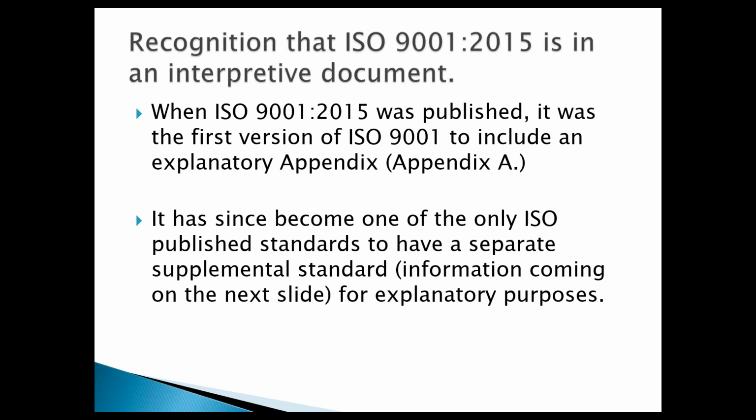So for our presentation today, it's important to remember that ISO 9001 is an interpretive document. When ISO 9001-2015 was published, it was actually the first version of ISO 9001 to have explanatory content written right into the standard itself. And since it was published, it's actually one of the only ISO published standards to have a whole separate supplemental standard, which I'll be giving you some information on in the next slide here.